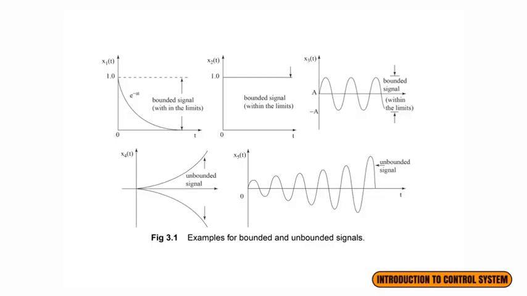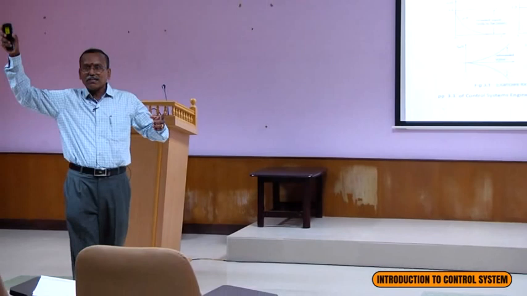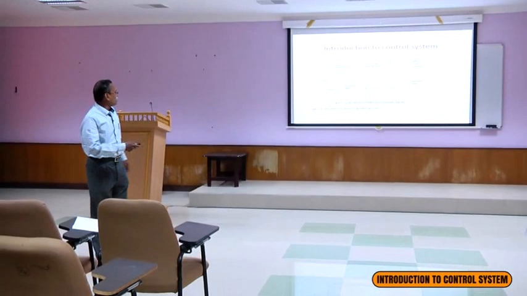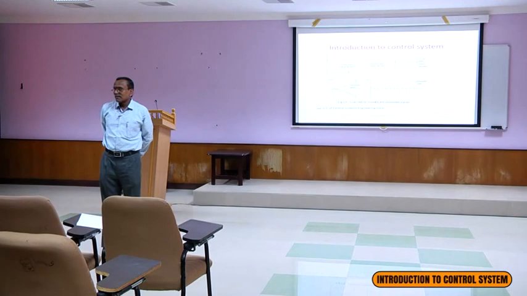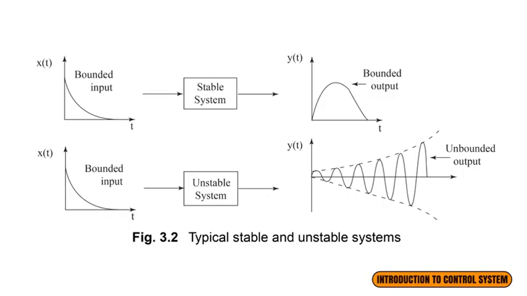Examples of bounded signals: this is a bounded signal, always within the limit of 1. Here, this is also a bounded signal, within that limit. Here we see an unbounded signal, which goes exponentially to infinity. If you integrate up to infinity, the total area under the graph is infinity. That's the unbounded case. Here also the magnitude keeps increasing. This is the amplitude. If you give a bounded signal as input to the system and the output is bounded, then the system is said to be stable. So here, this is the system.